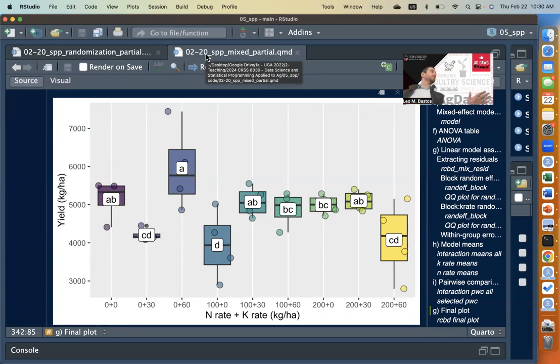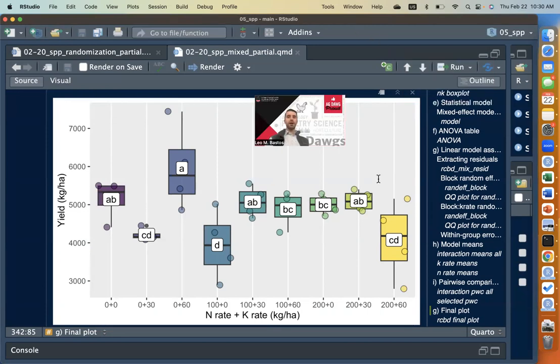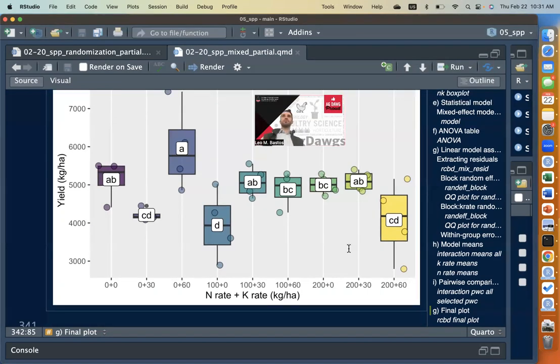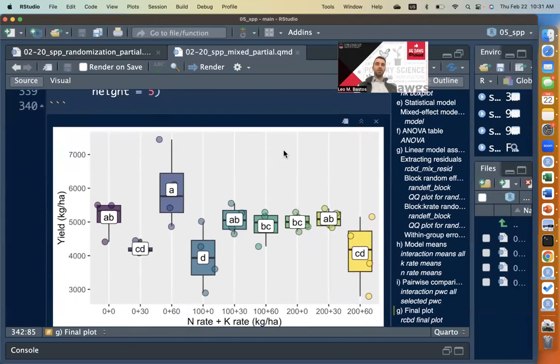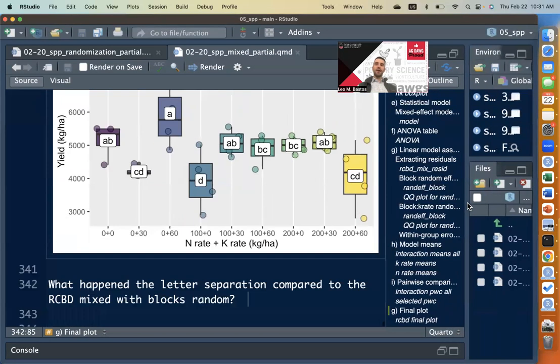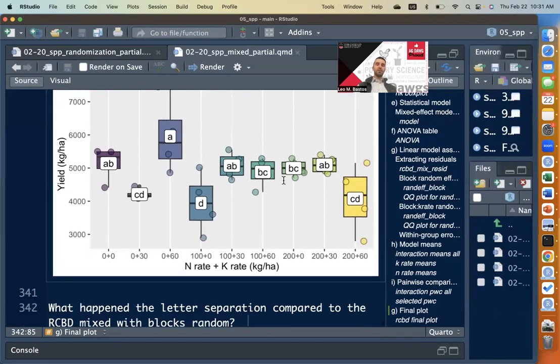You don't have to rerun everything. If you want, you can just go to that project, go to the output folder and open this plot if you ran the plot on your side. I guess we don't have to pair, maybe we can just look on our own, since you're not going to be running code, just look at the plot that you have already created. You can just do it individually, comparing this plot here, especially the letters, with when we ran this as RCBD with blocks as random.